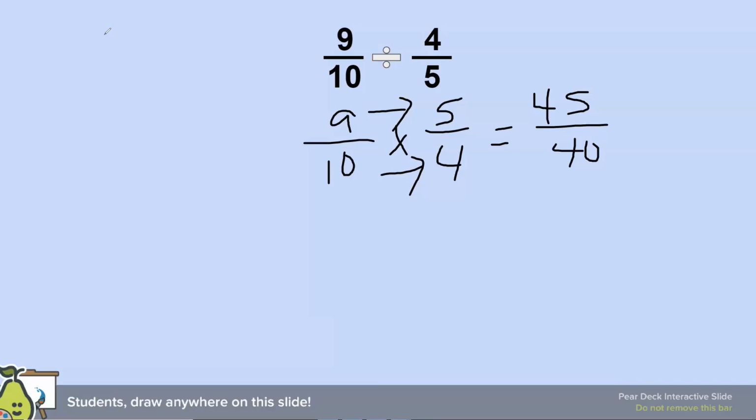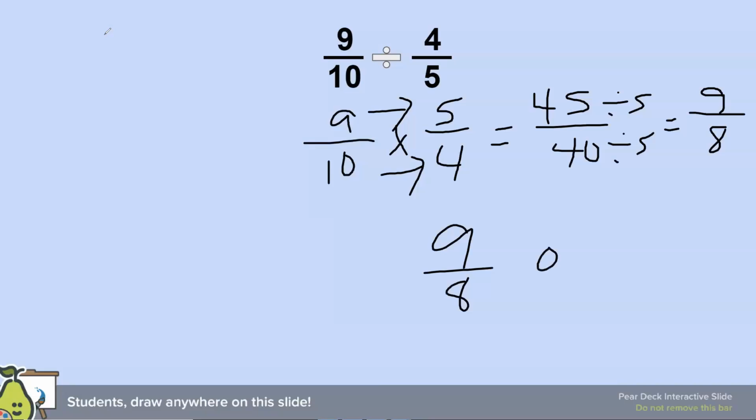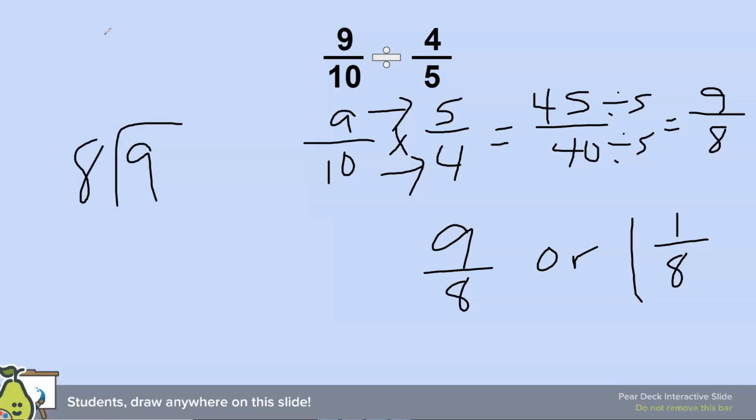So we can divide these by 5 because they end in a 0 and a 5, and we would end up with 9/8. So 9/8 is a correct answer, or 1 1/8. If you're like, how'd you get that? If you remember when we turn improper to mixed, we divide. So 1 1/8.